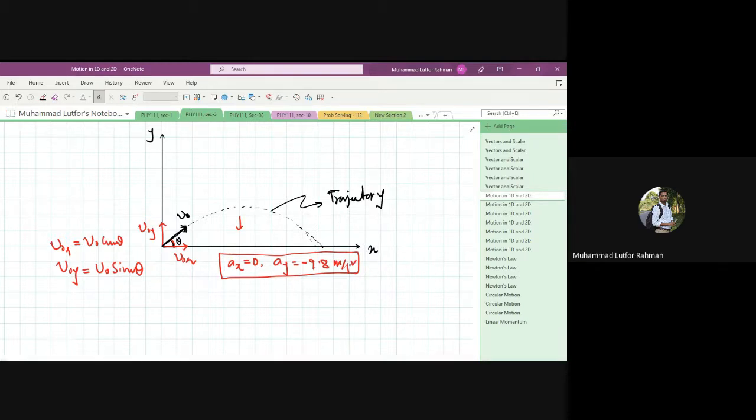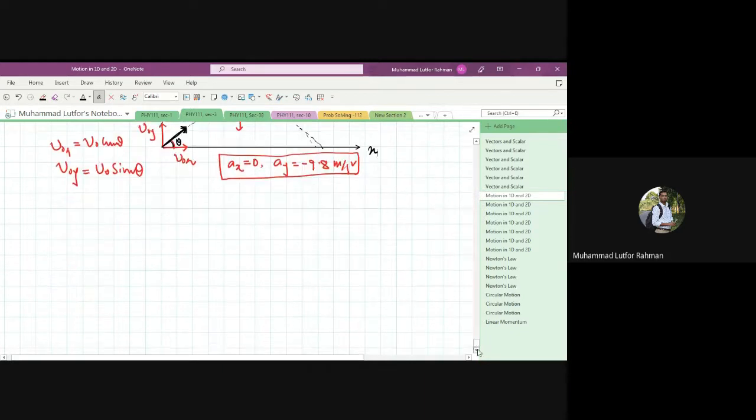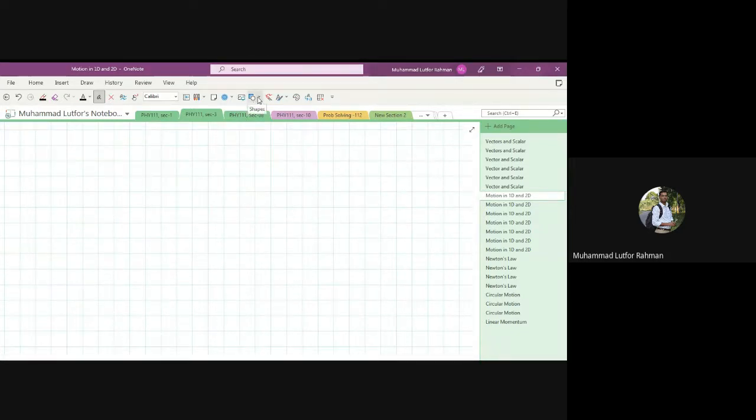That's all. This is the new thing for this projectile motion. Am I right? Do you have any question over here? Is that clear to you? Yes, sir.